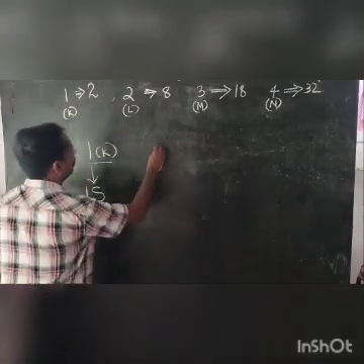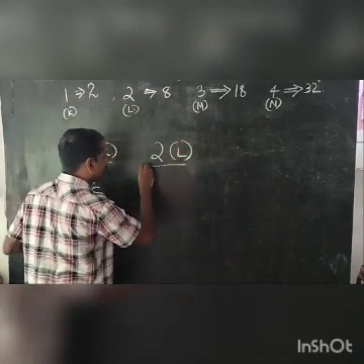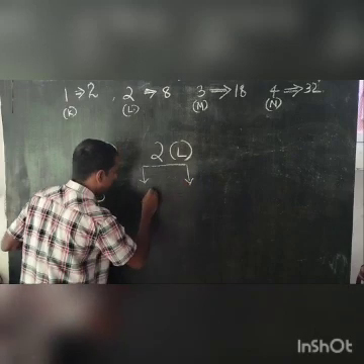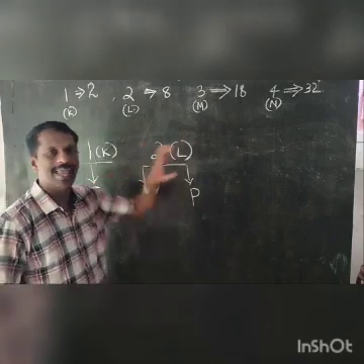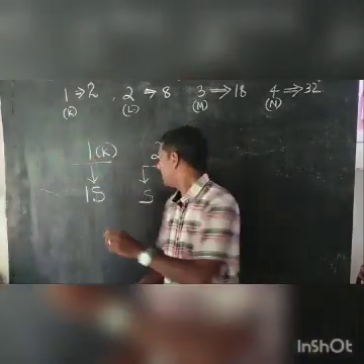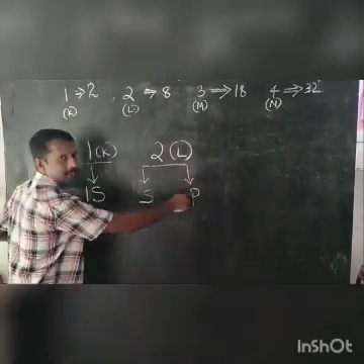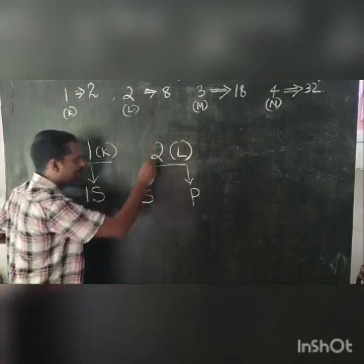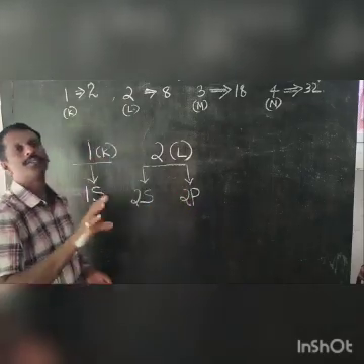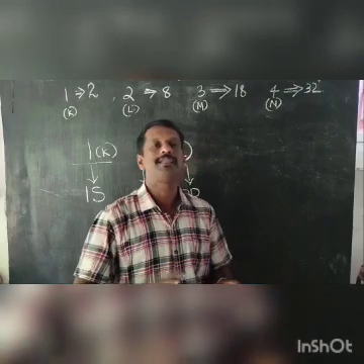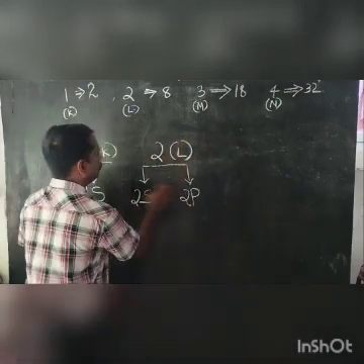Similarly, if you take the second shell or L shell, there are two subshells, the S subshell and the P subshell. Since these S and P subshells belong to the second shell, you can name them 2S and 2P. So what are 2S and 2P? They are the subshells of the second shell, or the subshells of the L shell.